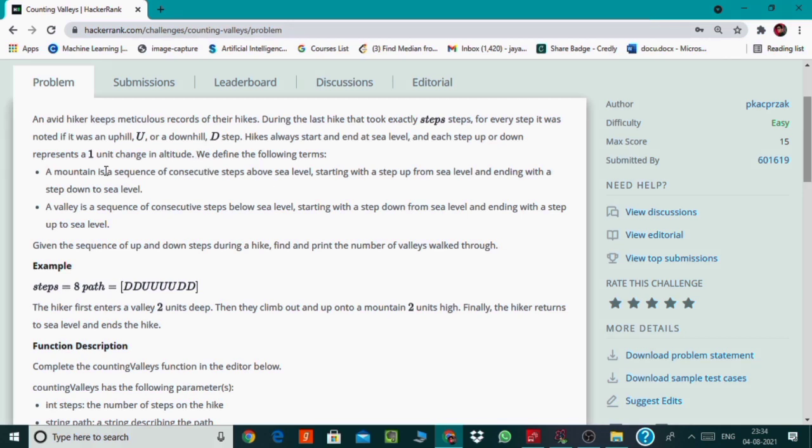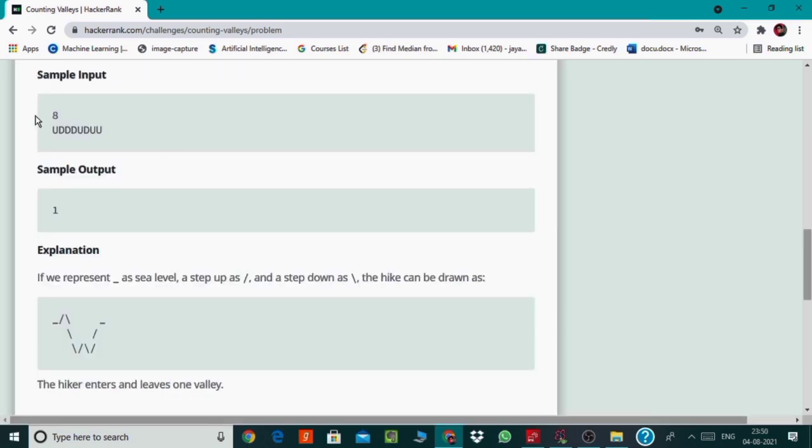So here we have defined two terms, mountains and valleys. A mountain is a sequence of consecutive steps above sea level, starting with a step up from sea level and ending with a step down to sea level. Similarly, a valley is a sequence of consecutive steps below sea level, starting with a step down from sea level and ending with a step up to sea level. We will see these two things in the example, and at the end we have to simply return the number of valleys.